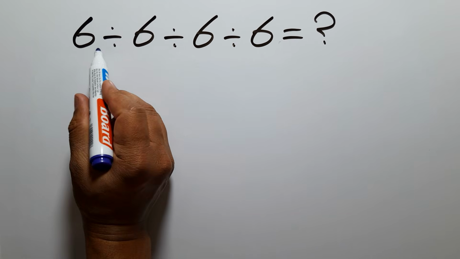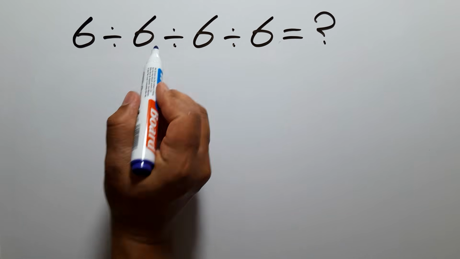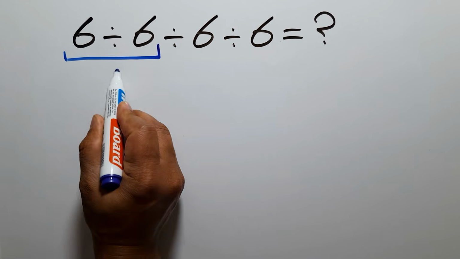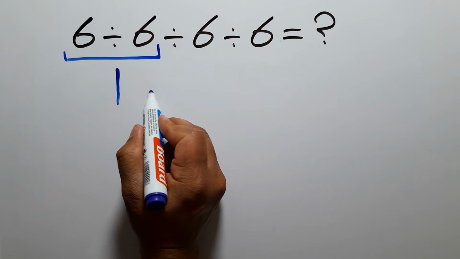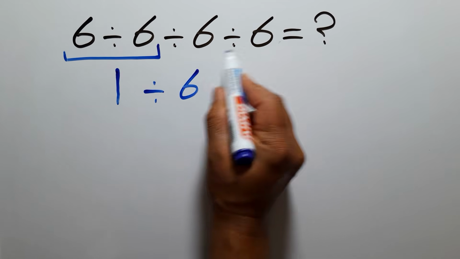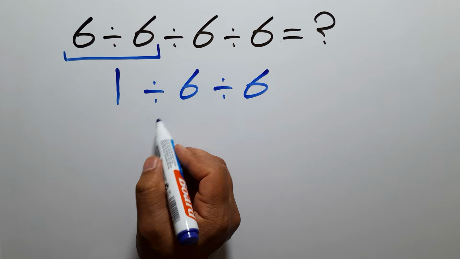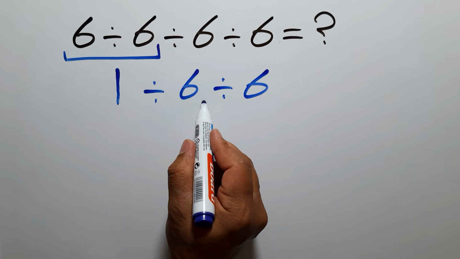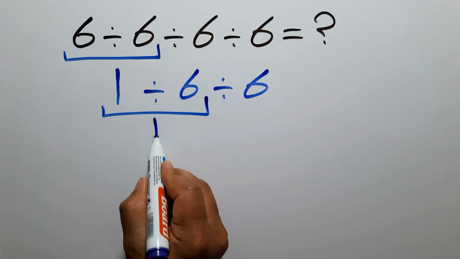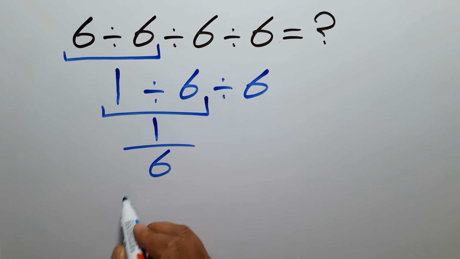So first we have to do this division. 6 divided by 6 is just 1. So we have 1 divided by 6 and again divided by 6. Now we have to do this division. 1 divided by 6 can be written as 1 over 6.